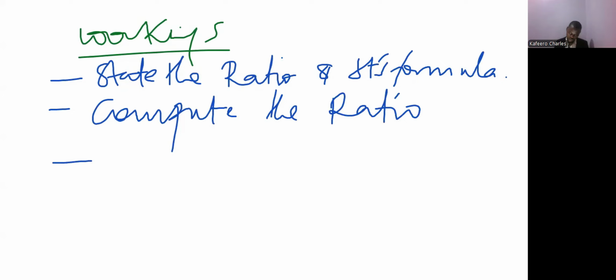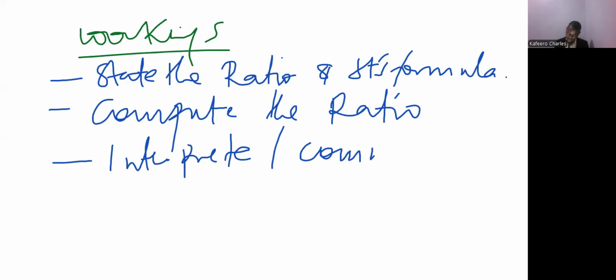Number three, you interpret or you comment on the results. You don't just compute. So whenever you are talking about ratios, you are supposed to do them using these three steps. Some students just compute and they don't comment.